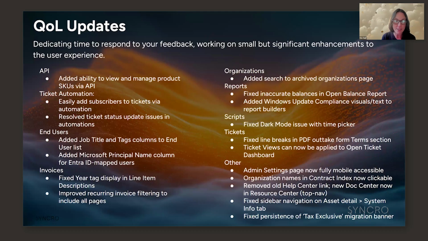A few of my favorites that are on this list. We updated the API to view and manage product SKUs, and there are more API updates on track for next month as well. We've definitely heard folks wanting more things in the API, and so we're on it. Allowing you to add subscribers to tickets via automation. Many folks have also asked about that. We've added some new columns into the end user page so you can easily see job title or look at related tags for those users.